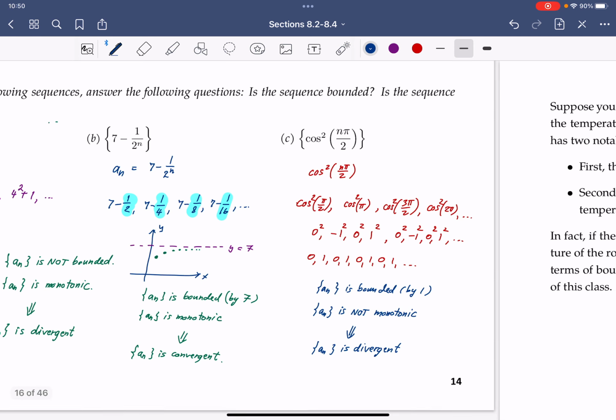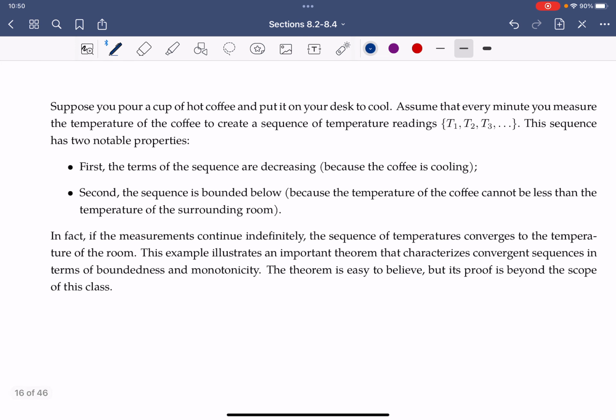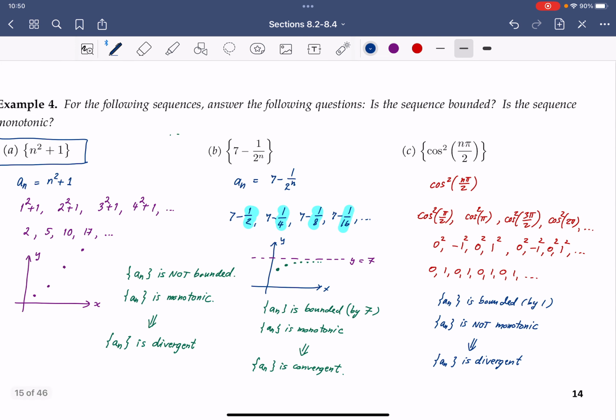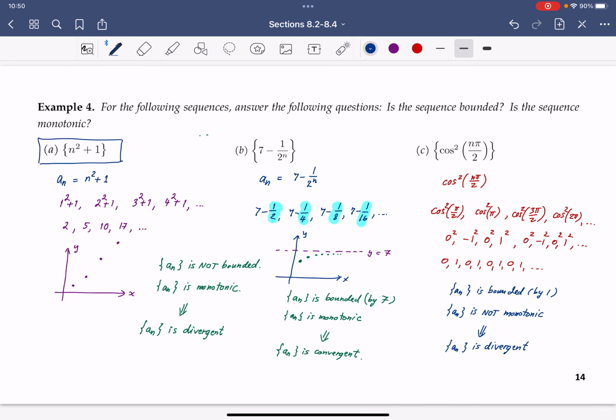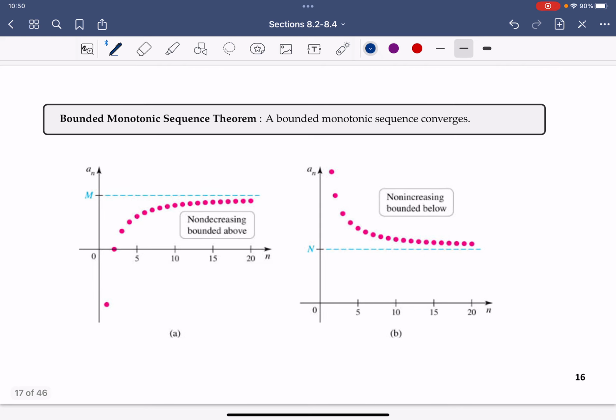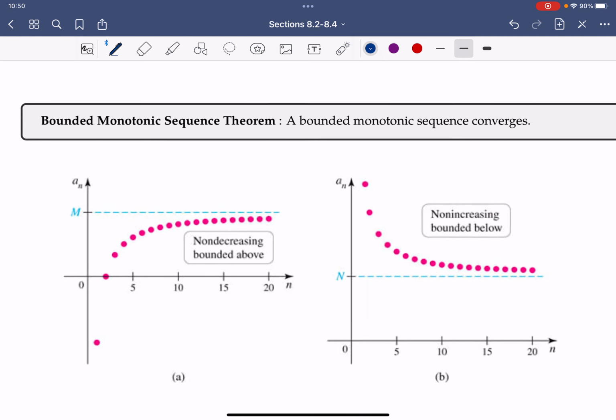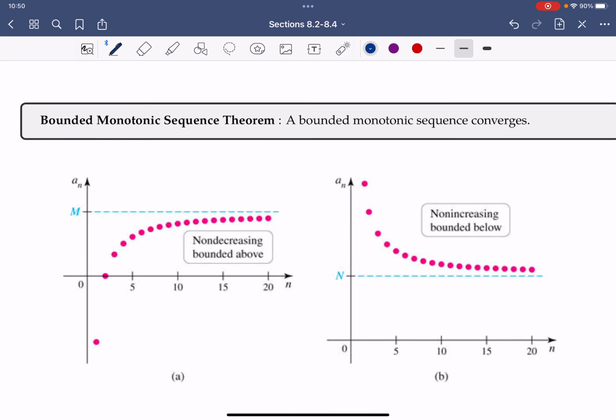All right, so this is the theory. Are you good with this example? We are not going to touch a lot on this theorem, but I just tell you about it: we have the bounded monotonic sequence theorem. If you have a sequence that is bounded and monotonic, then the sequence is convergent.